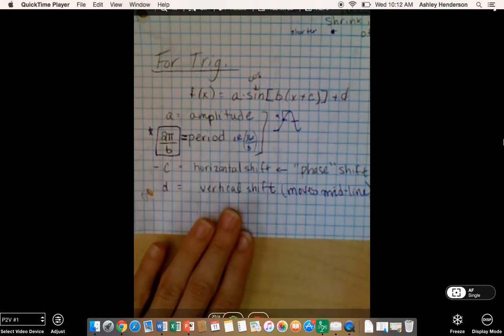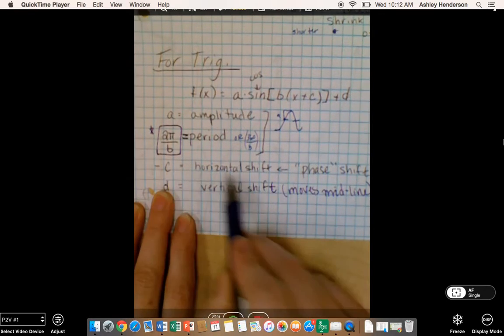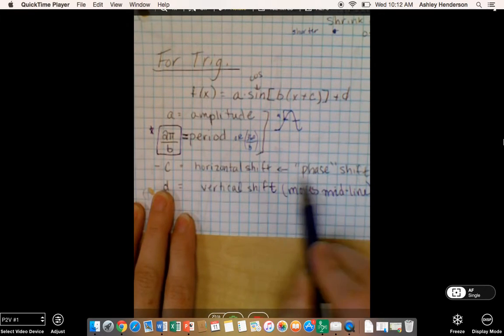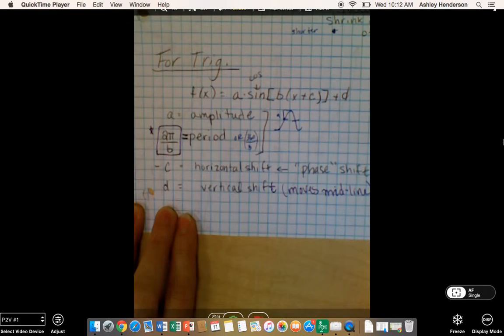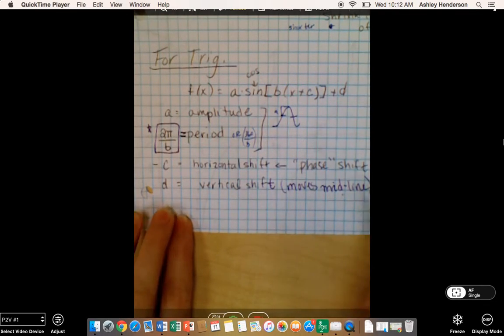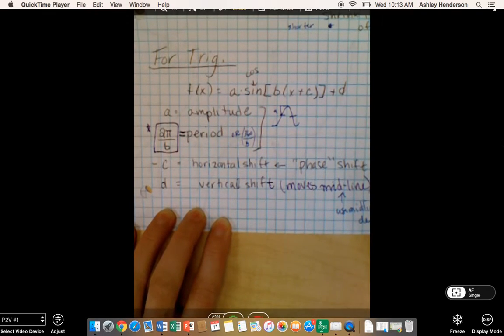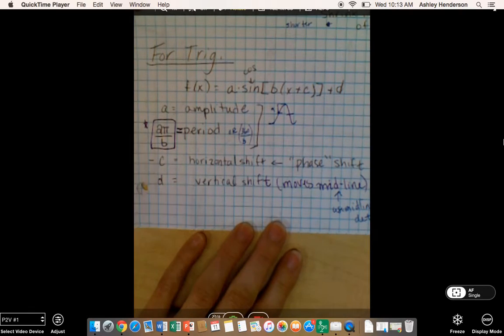C, the opposite of C, is our horizontal shift. Sometimes this is referred to as a phase shift. And D is our vertical shift. I have a note here that says moves midline, but technically it moves everything. I just use the midline to determine what the value is of D.